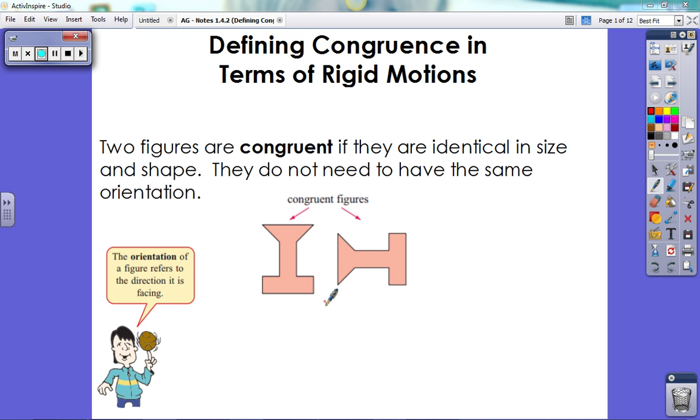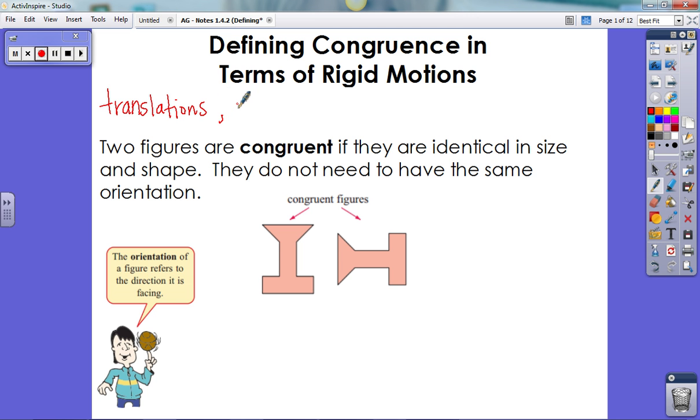This lesson is going to go through talking about how we can define congruence using rigid motion. Back in Unit 5 in Coordinate Algebra, we talked a lot about transformations that we called isometries. And those included translations. If you recall, translations were the slides. They moved left and right or up and down.